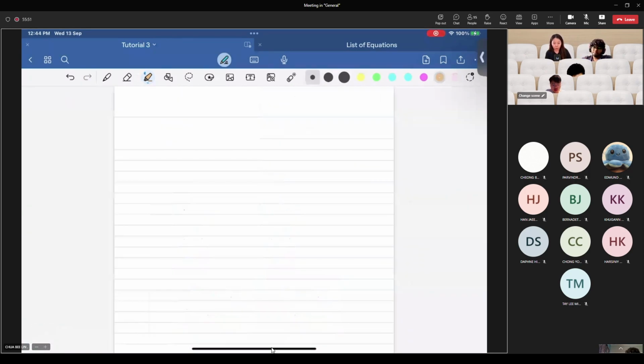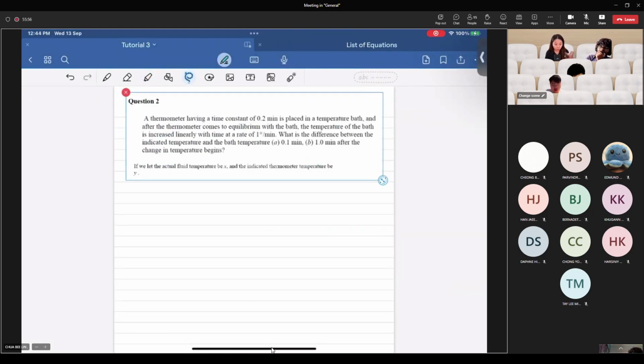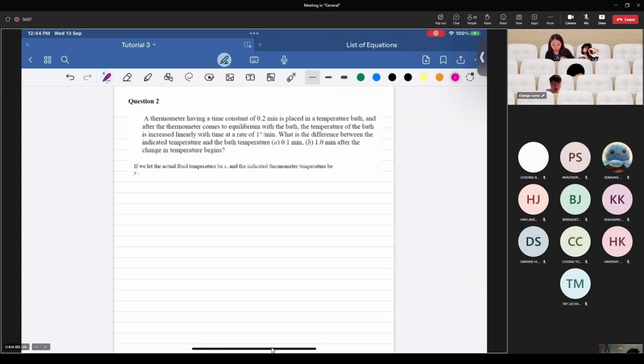Okay, so question 2. I will share this copy with you. Don't forget, all the handwritten notes will be only shared to Telegram. So please check your Telegram, the files there. Everything is there. From here, a thermometer has a time constant. As I mentioned in lecture 2, if one tau is given, then it is first order. If two taus are given, then it is second order. From here, tau is given as 0.2 and only one tau is given in this question.